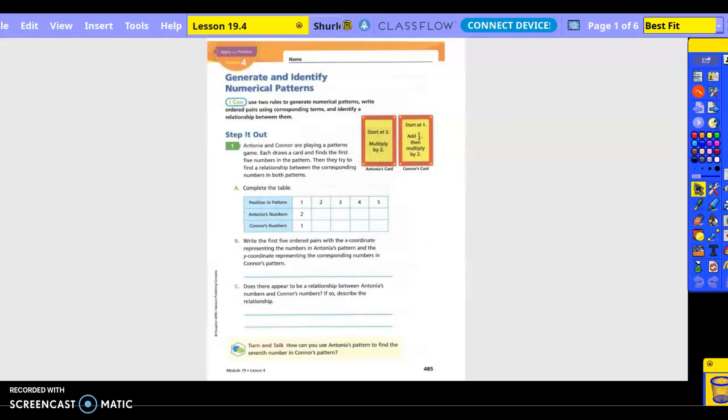Math Lesson 19.4. Generate and identify numerical patterns. I can use two rules to generate numerical patterns. Write ordered pairs using corresponding terms and identify a relationship between them.